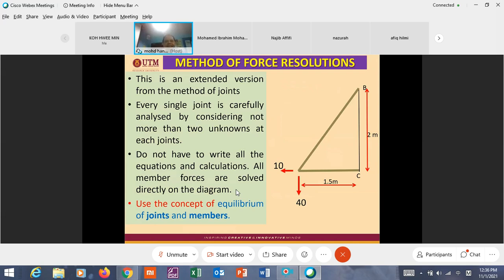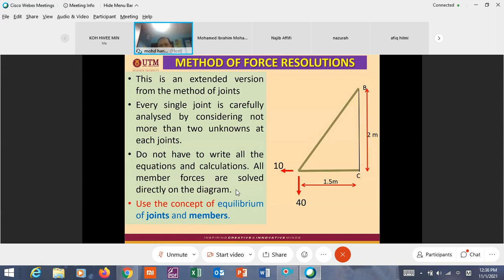Method of force resolution. This is an extended version of the method of joints, where you use the concept of equilibrium of joints and members. And in this method, we do the work on the figure itself, on the structure itself. We don't have to write equations, equation 1, 2, 3. No. Good. Okay, example here.